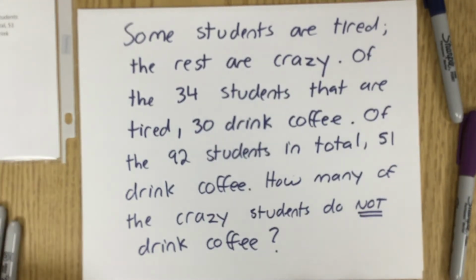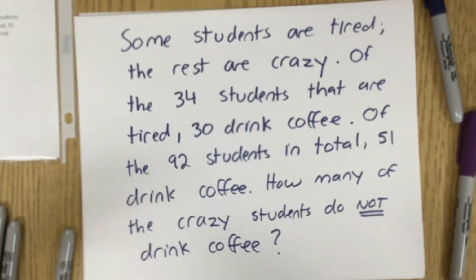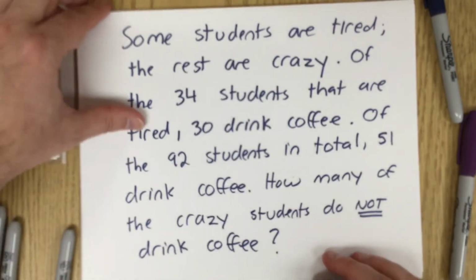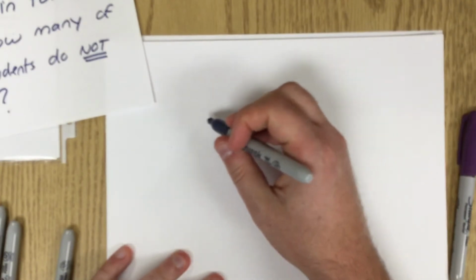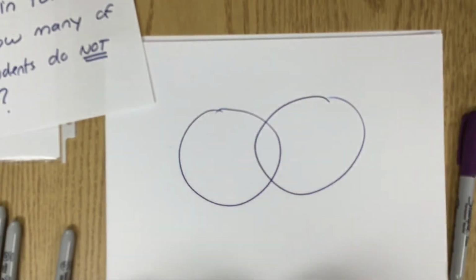Okay, so some students are tired and the rest are crazy. So notice you're one of the two. You're either tired or you're crazy. And I didn't say some drink coffee and some don't. So either you drink coffee or you don't, and you're tired, or you're crazy. So for example, don't write this down. I don't actually need to do a circle like this.